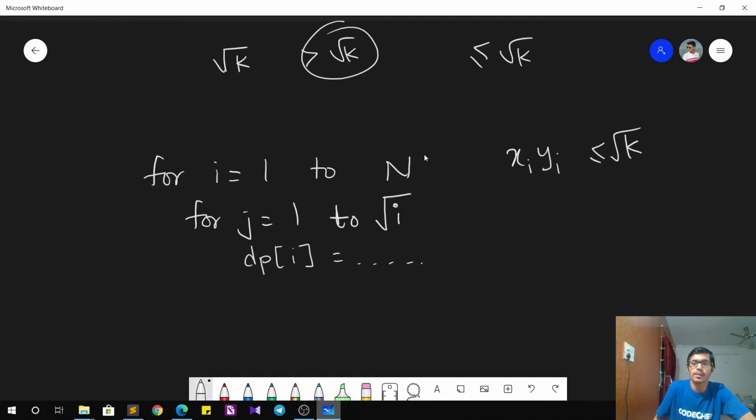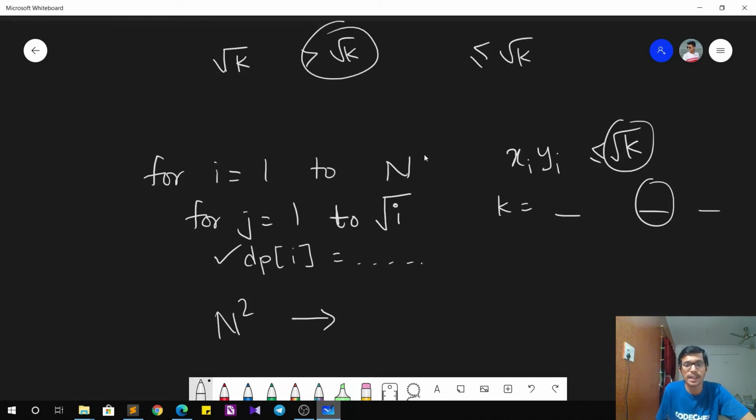Why? Because again, k can be represented as sum of many terms and at least one of them is less than or equals to root k. So that term will definitely be included if we are iterating j from 1 to root I, and that ensures that our dp of I is always optimal and minimum. So what does it bring our complexity down to? Earlier the complexity was n square, but now the complexity has reduced to n root n, and now we can see that it can easily fit in the given constraints.